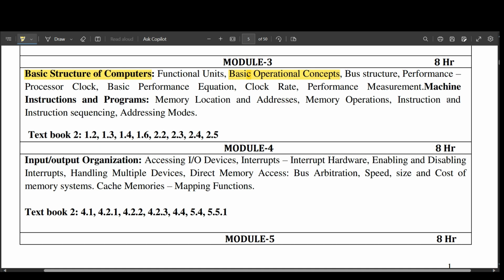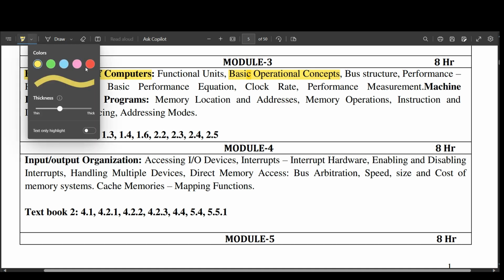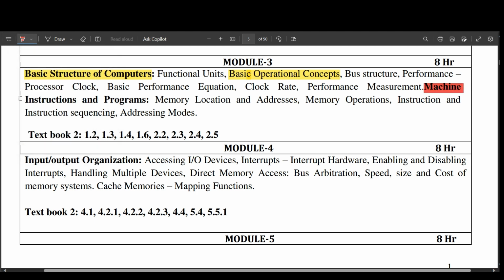And in this video we will be going to part 2 of module 3, that is machine instructions and programs. In this video we will be studying memory location and addresses, and memory operation if possible. I will be dividing this concept into two parts, part 1 and part 2. Part 1 I will be uploading in this video. And next, in this concept, addressing mode is a compulsory question. I am repeating this again and again because this is a compulsory question. It is repeated in each semester.